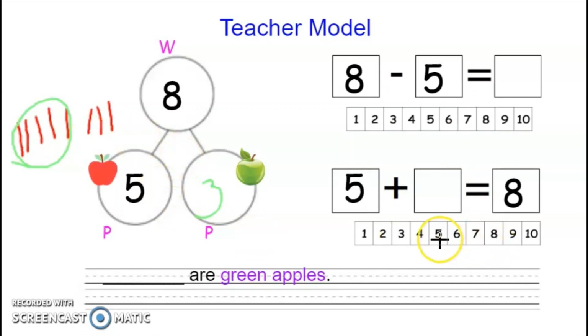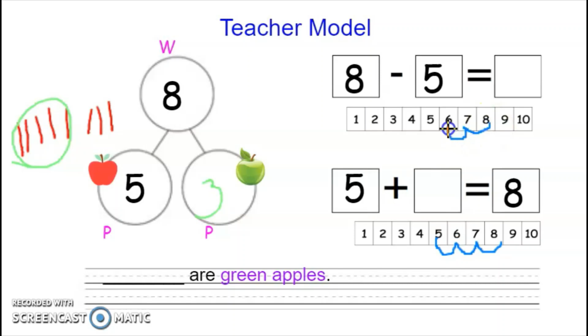up to 8. So put your finger on 5. Now we're going to jump to 8. 5, 6, 7, 8. And we counted on, or we jumped on, because this is an addition sentence. Next, let's go ahead and do Lily's number sentence. For this, we are going to start at 8 and we are going to jump back or count back. And we're going to do 5 jumps because this number right here tells me to jump 5.